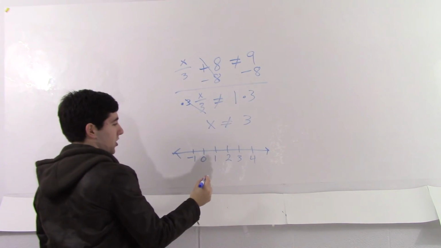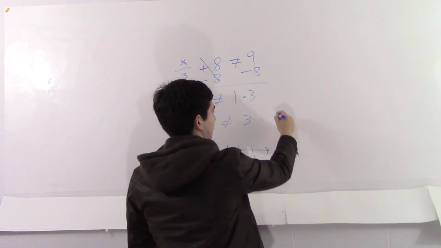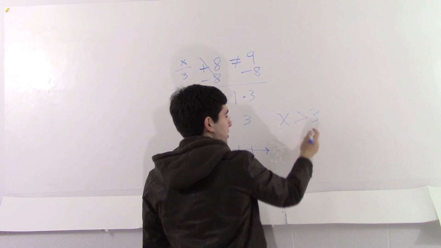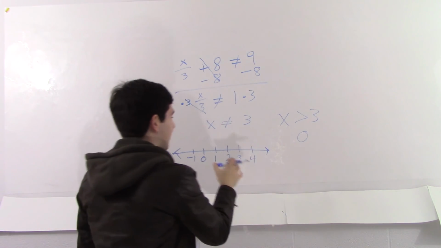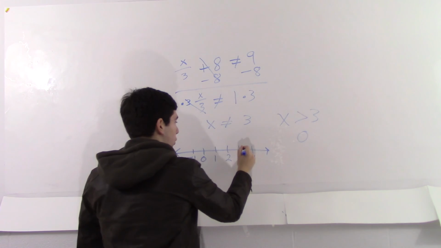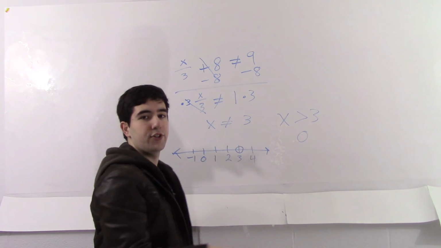The way you write this on a number line is just like when we have, let's say, x is greater than 3, x does not equal 3, we put an open circle. In this case, because we're not talking about it being greater than or less than 3, we only put the open circle, and you're done just like that.